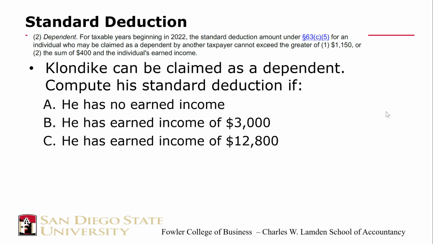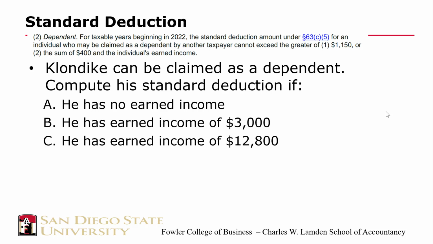So that's either 1150 or 400, because 400 plus 0 is 400. So his standard deduction is 1150. Part B, now he has earned income of 3,000. So now I'm comparing 1150 to 3,400, right? I get to add the 400 to his earned income. Well, 3,400, clearly the greater amount. So the standard deduction in that situation is 3,400.